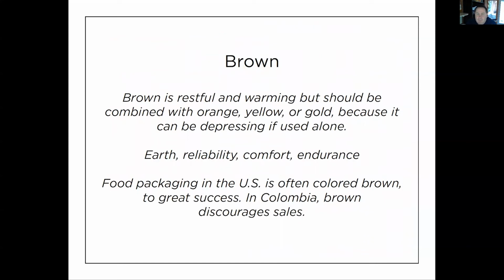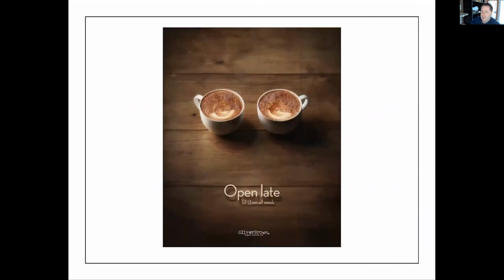Brown. Brown is restful and warming, but should be combined with orange, yellow, or gold because it can be depressing if used alone. Earth. Reliability, comfort, endurance. Food packaging in the U.S. is often colored brown to great success. In Colombia, brown discourages sales. So brown is used a lot when it has to deal with earthly tones. Coffee houses, for instance, tend to use a lot of brown, and it's no mistake. Coffee beans are brown, so they're keeping that going to produce that coffee or cafe type of feeling.